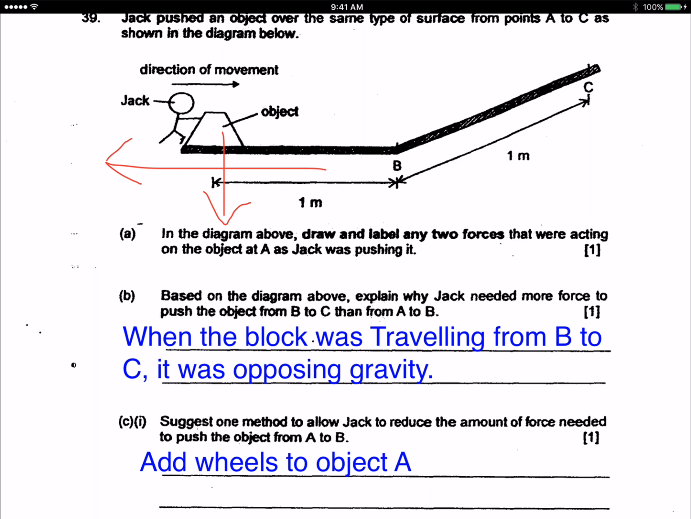The gravitational force increased and would need more strength as you will need to overcome the increase in gravitational force. Can you just add lubricants? Lubricant also can. But how will wheels help again? Wheels will reduce friction, reduce the surface area in contact with the ground.